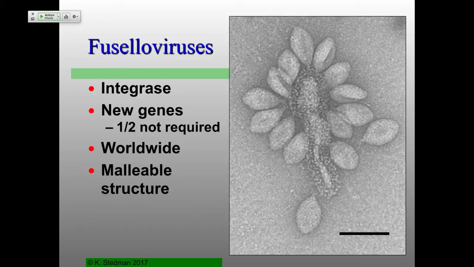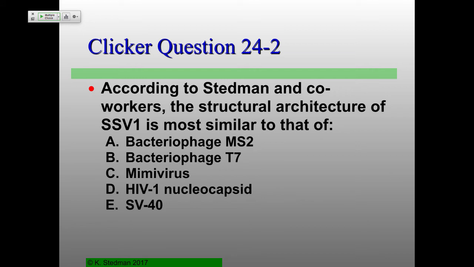Okay, so I basically talked about this already. Everyone clear on SSV1? More SSV1 questions? If not, I'll ask you one. So, according to Stedman and coworkers, the structural architecture of SSV1 is most similar to that of bacteriophage MS2, bacteriophage T7, mimivirus, HIV1 nucleocapsid, or SV40.